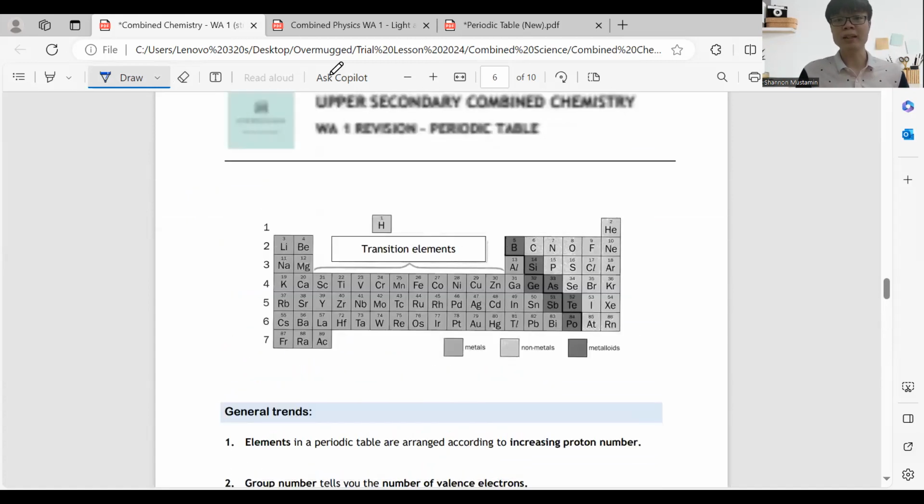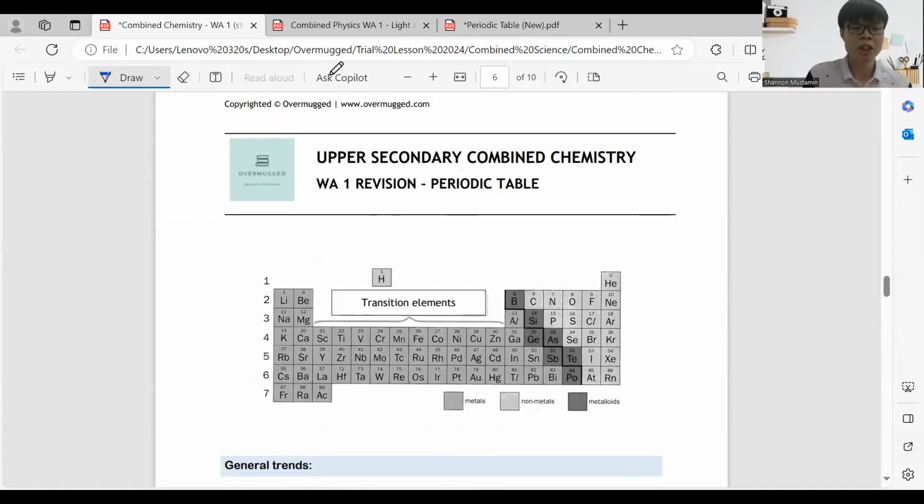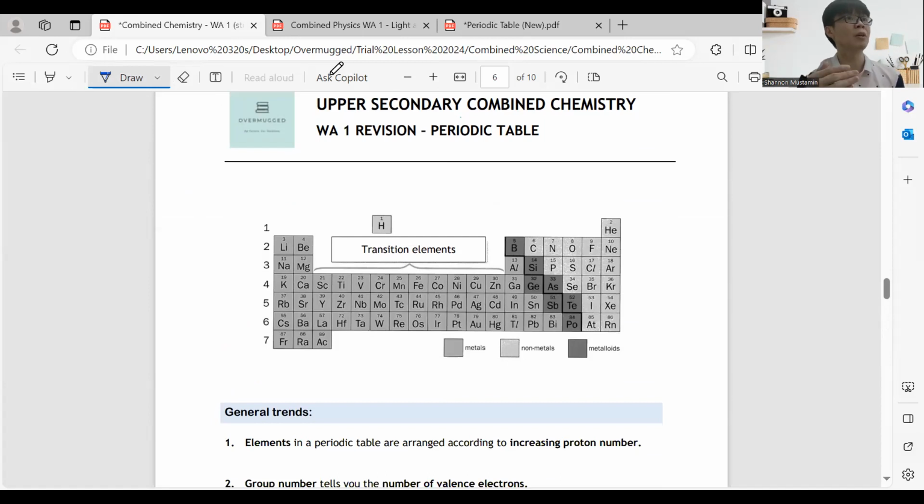Okay, so let's look at the general trends now. For general trends, you don't really need to memorize as well. The periodic table is given to you during your exam.